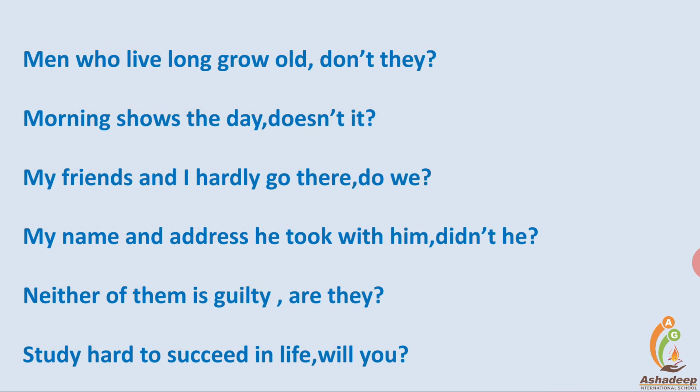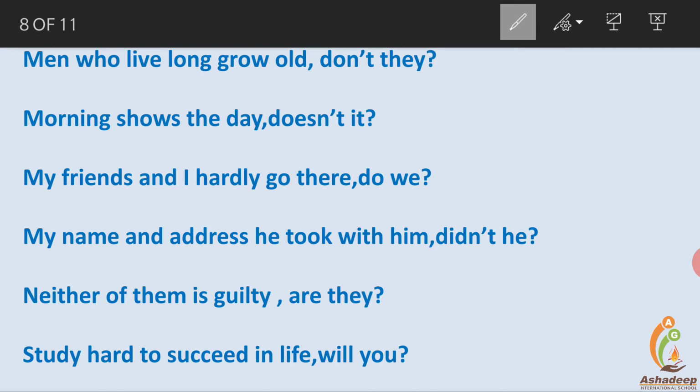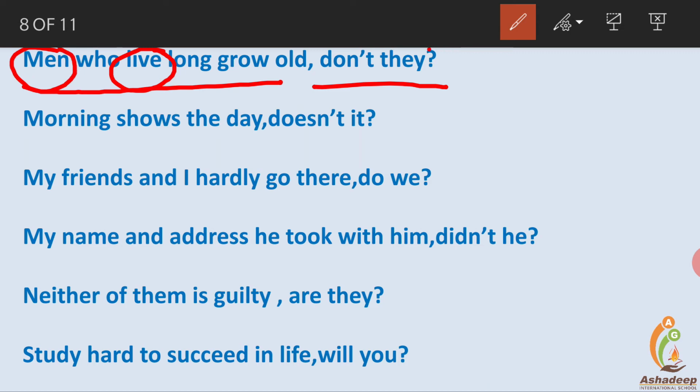Next one, men who live long grow old, who live long grow old. It's a positive sentence, so the question tag is negative. Here no auxiliary verb is given, it is simple present tense, so don't. And men is plural, and for them the pronoun used is they.